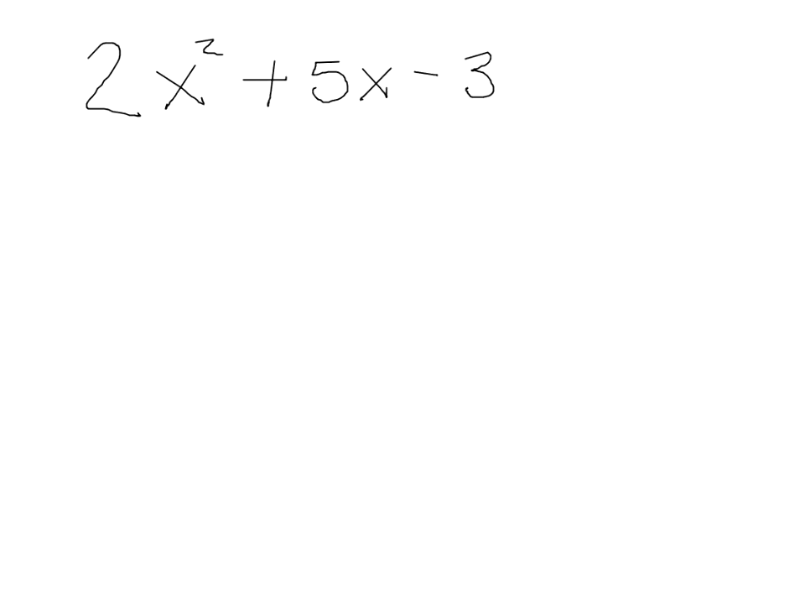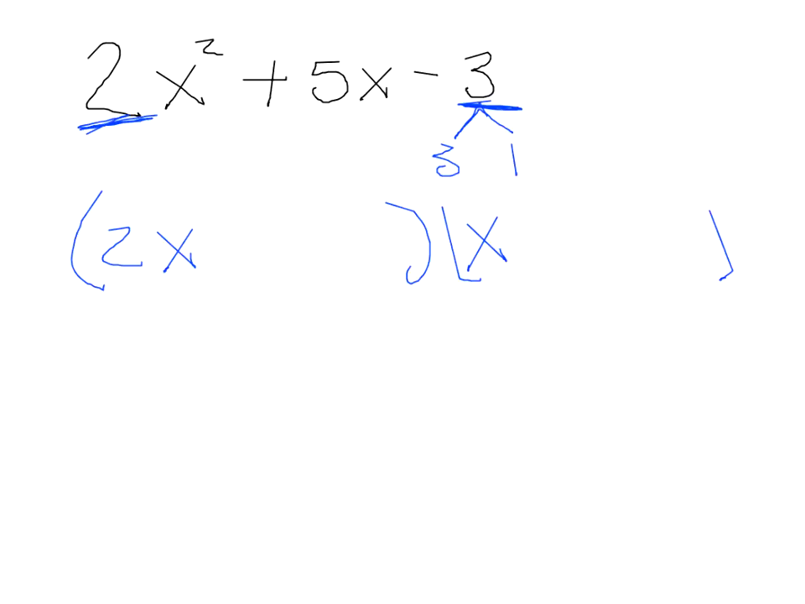Okay, now this one is a little different. We got a 2 here, and we have a 3 here. So 2 only has one factorization. It factors into 2 and 1. And 3 has one factorization. It factors into 3 and 1. So now the question is, where does the 3 go and where does the 1 go?